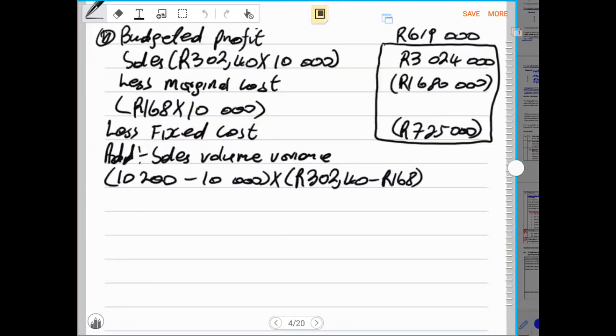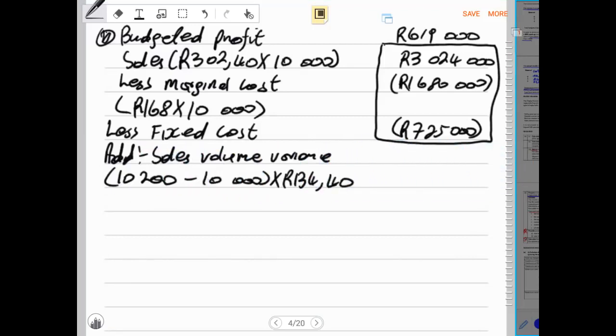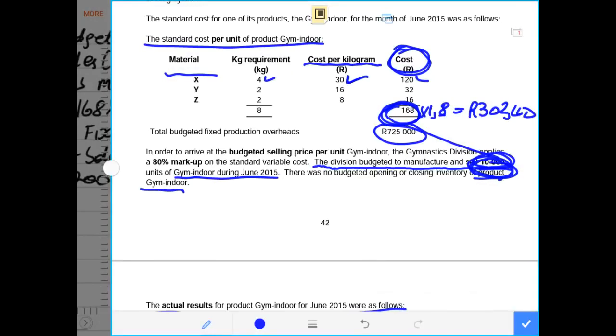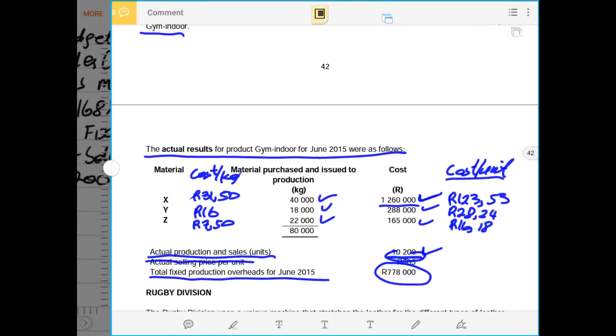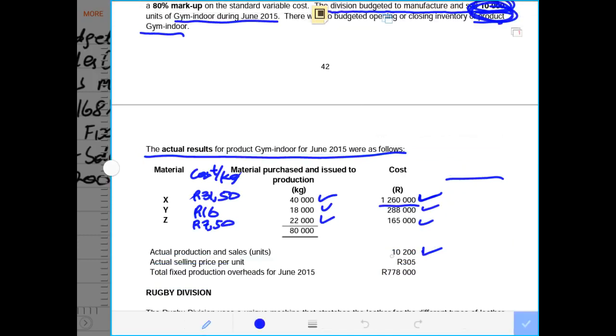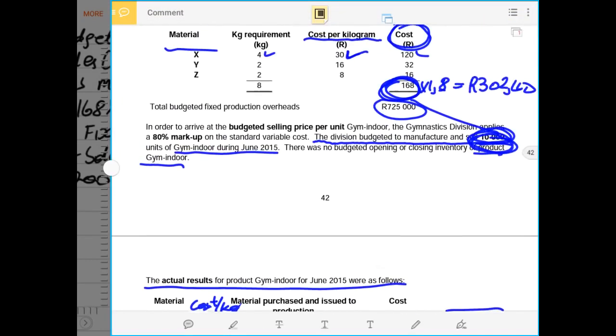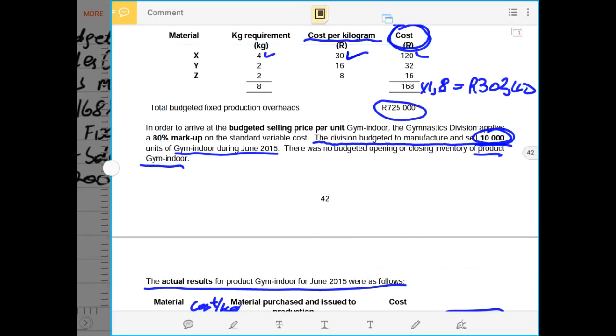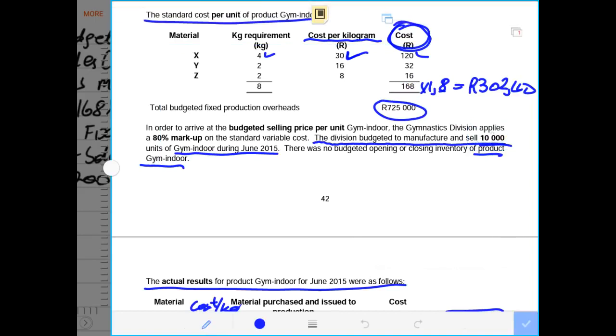So now I will effect this in my calculation, which is the same calculation that I've done here. If you want, you can show it like this, but due to space, I just want to say 134 and 40 cents. Remember, my actual sales were given to me as 10,200, and budgeted sales were 10,000. We budgeted to sell 10,000 units. So that's where the figures are coming from.